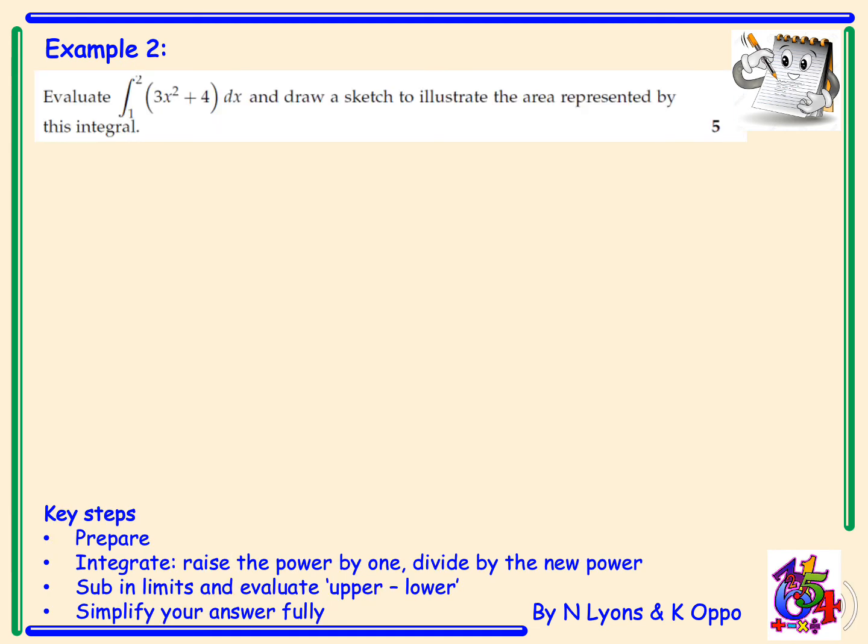Right. Example 2. Evaluate the integral of 3x squared plus 4 between the limits of 1 and 2 and draw a sketch to illustrate the area represented by this integral. And you can see this is worth 5 marks. So the first thing we need to do is integrate 3x squared plus 4 with respect to x. So the first term will become x cubed and the second term will be plus 4x.